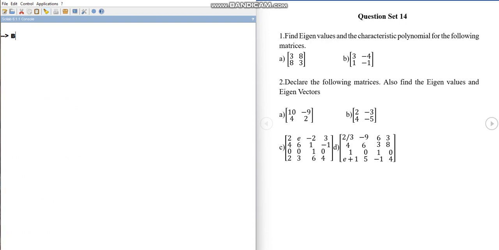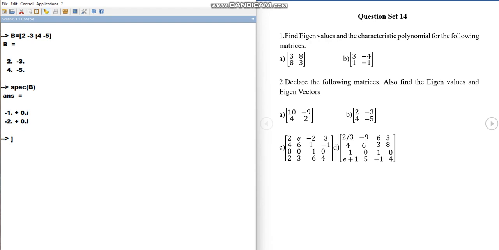Let us do it for the second question, which is matrix B. It is [2, -3; 4, -5]. So B is the matrix. Now we can find spec(B) just to have an idea about the eigenvalues. -1 plus 0i, and -2 plus 0i. So -1 and -2 are the two eigenvalues. So let us find the eigenvectors and eigenvalues.